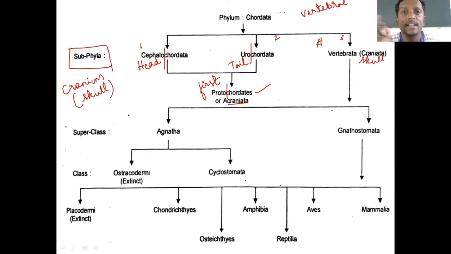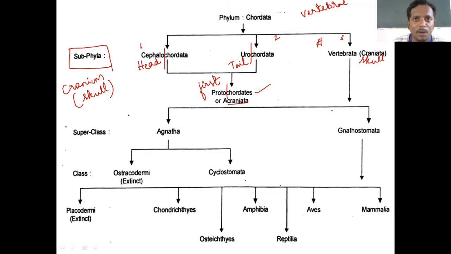Hope you understood: phylum chordata is subdivided into subphylum cephalochordata, you got the meaning, and urochordata, you got the meaning. Together they are called protochordates, and why they are called acraniates, that I also explained. Shifting on to the third one, vertebrata, they got the name because the notochord is modified into the vertebral column, and they are called craniates because they have a skull. Now moving on to the next layer of this classification. We are stopping the study of cephalochordates and urochordates. That means we are stopping protochordates here. This much information is more than enough for you.